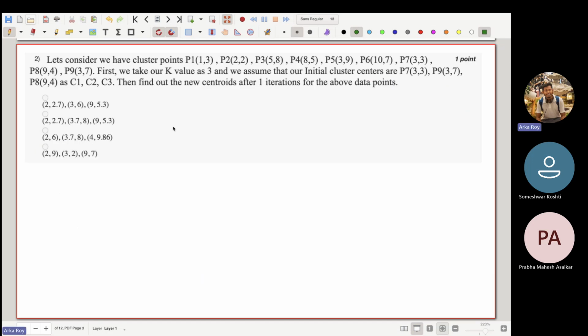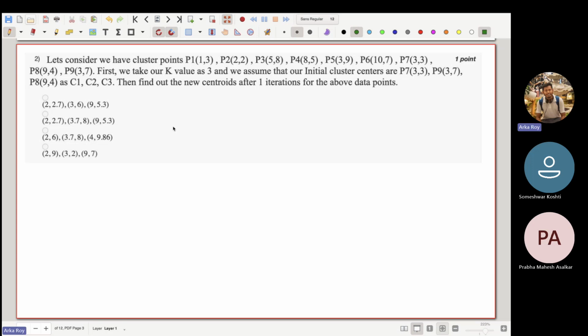In this question, let us consider we have cluster points P1 to P9, so the cardinality of the data set is 9. First, we take our K value as 3. K-means clustering says that you assume 3 clusters to begin with. We assume that the initial clusters have the centroids P7, P9, and P8 as C1, C2, and C3.